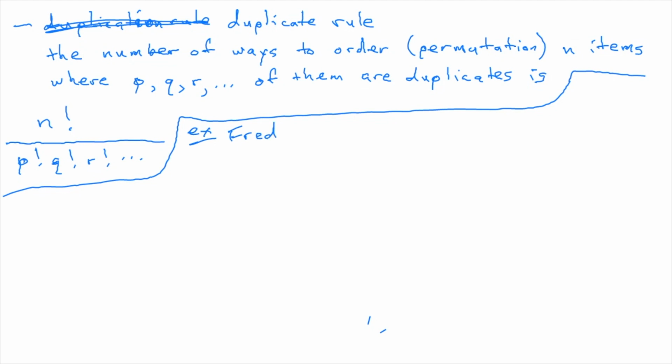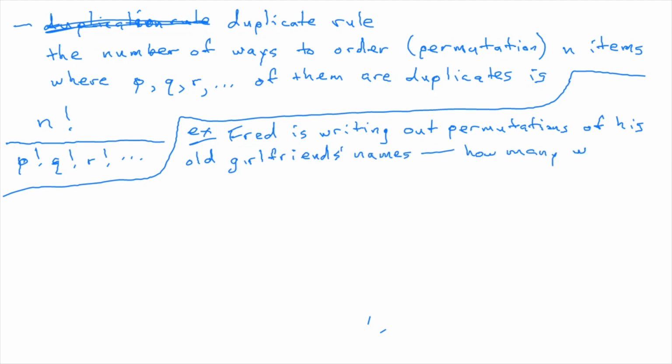Fred has this annoying hobby. He's writing out permutations of his old girlfriend's names. And I've told Fred, don't be doing this. Your wife is going to see it and she'll think, why are you thinking of Lisa? Right? Guys, don't be doing this. Don't be a Fred.